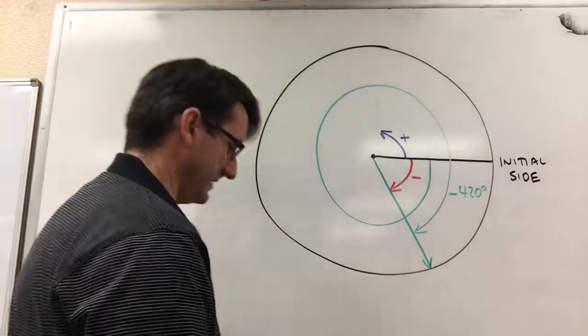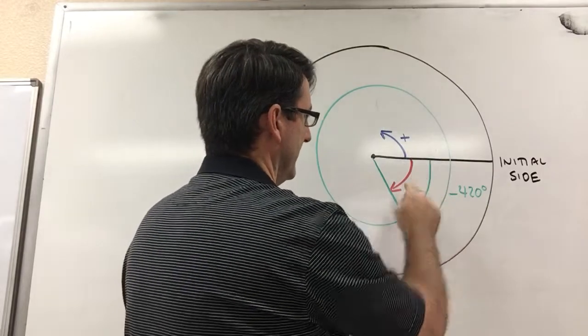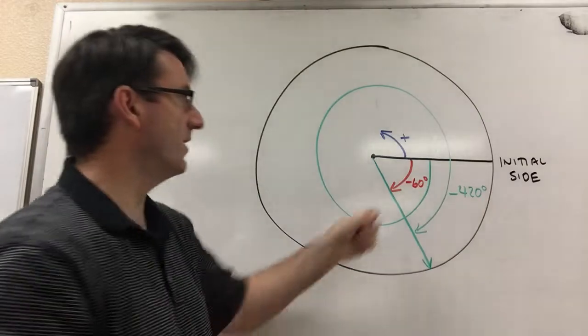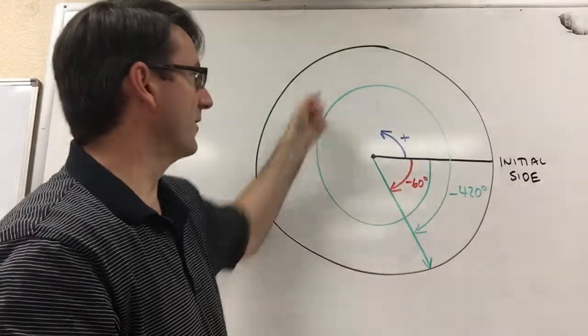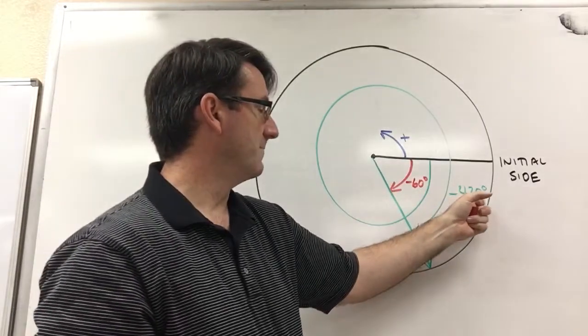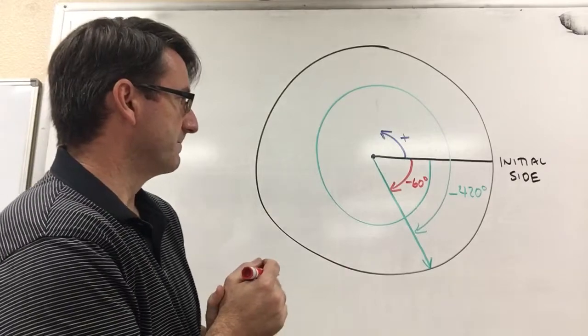So in the negative direction, we can see that we're going to go straight from here to there. And so that's going to be negative 60 degrees. And we know that because when we went all the way around, that was 360, and then we had to go another 60 degrees. So it's just this 420 minus 360.